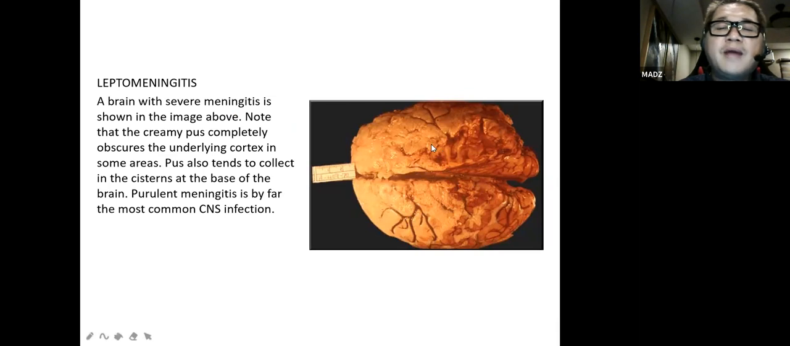So note the creamy pus completely obscures the underlying cortex in some areas of the brain. The pus also tends to collect in the cisterns at the base of the brain, simply because the pus is heavier, with higher density than the CSF, so the pus would go down and then collect at the base of the brain. So purulent meningitis is by far the most common CNS infection.